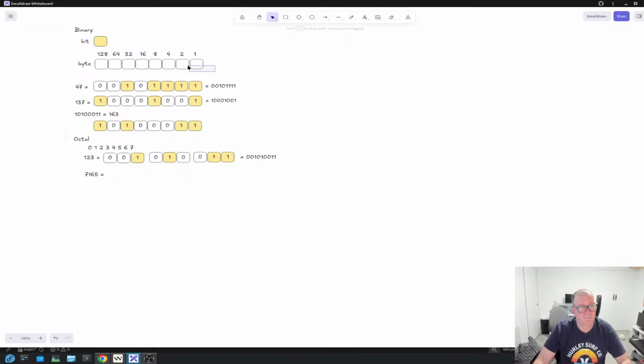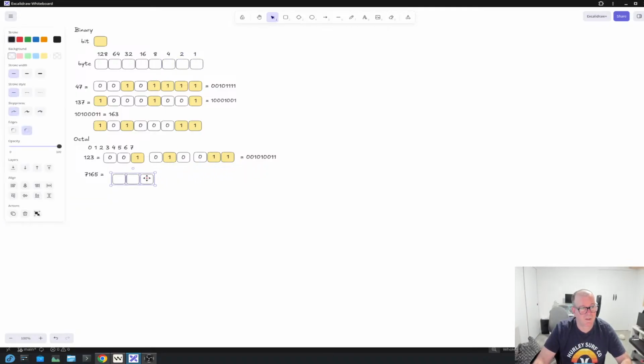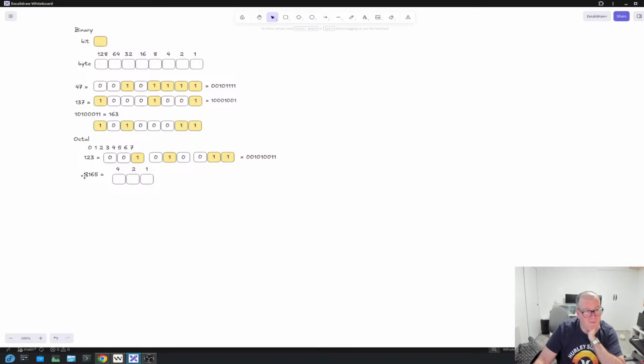Well, we use 3 bits for each digit. I will do this now to make our life easier. It will be 4, 2, and 1. So we can easily see 7 will be all 3. I will make them all true. So it will be 1, 1, 1.